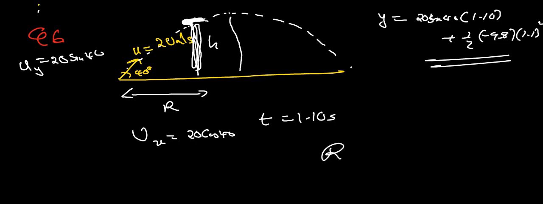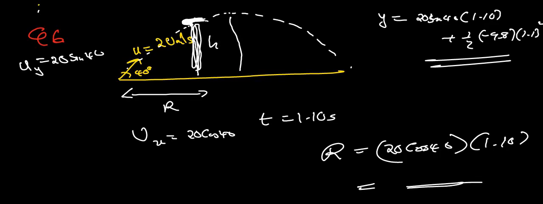For x, we're just getting the range at 1.1. It's like this is our time of flight. So the range will be 20 cos 40, multiplied by our time. That's what they want. So at t equal to 1.10 seconds, the height will just be the answer you get there, and the range will be that.